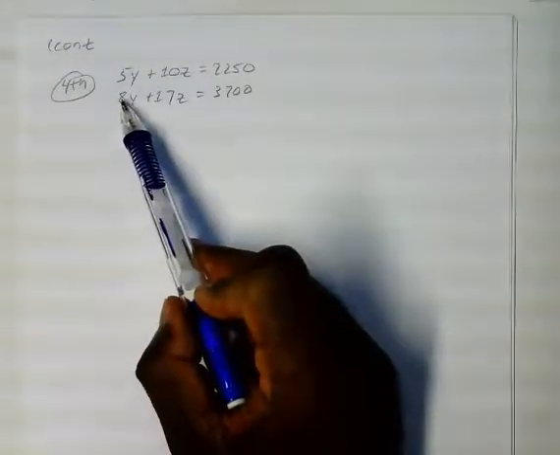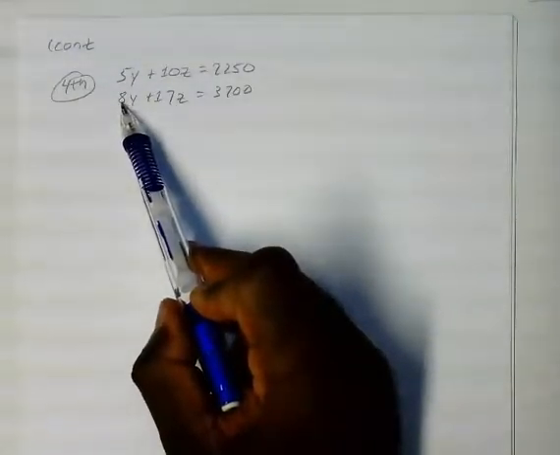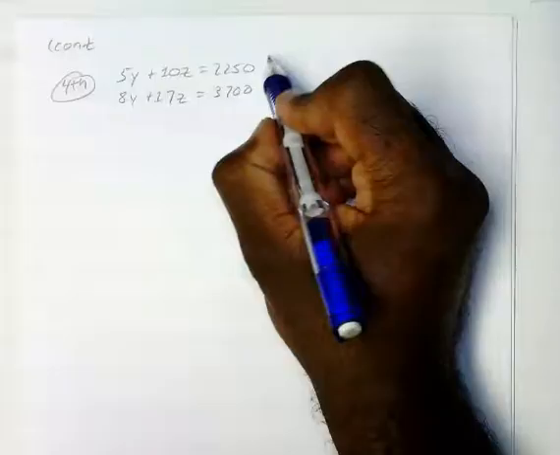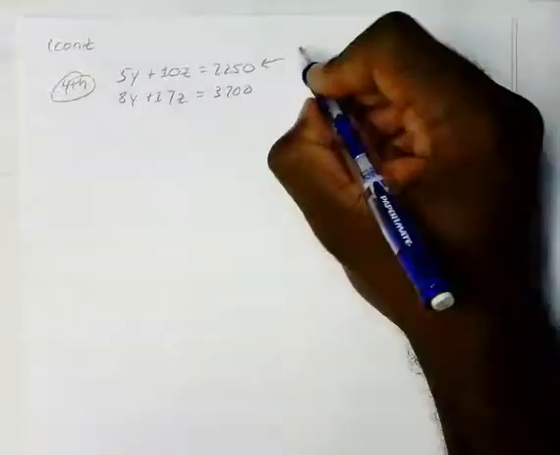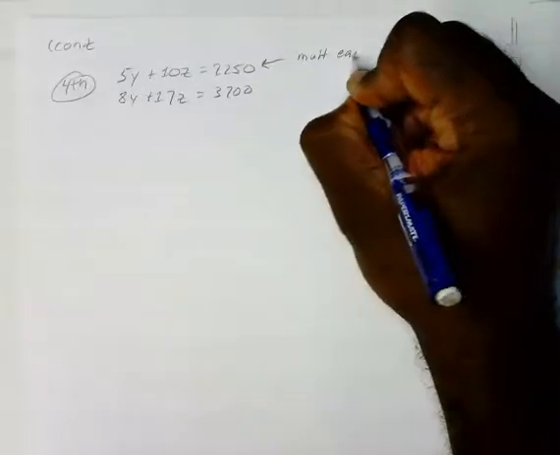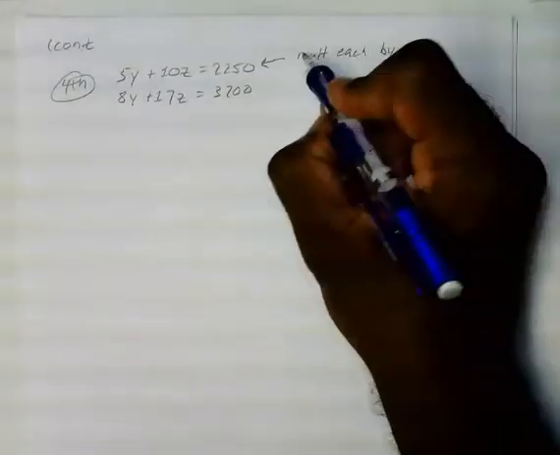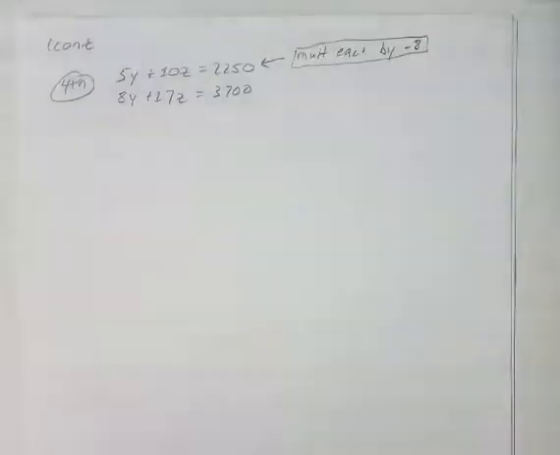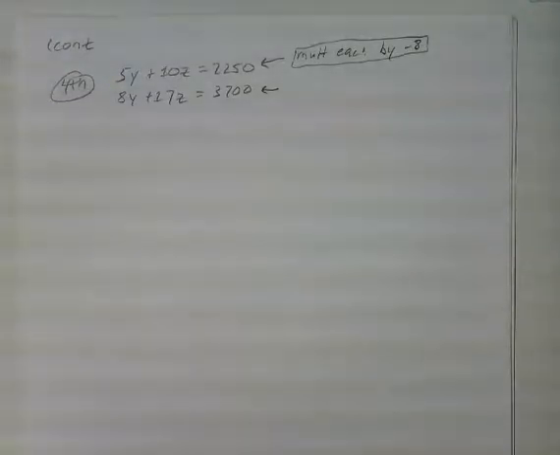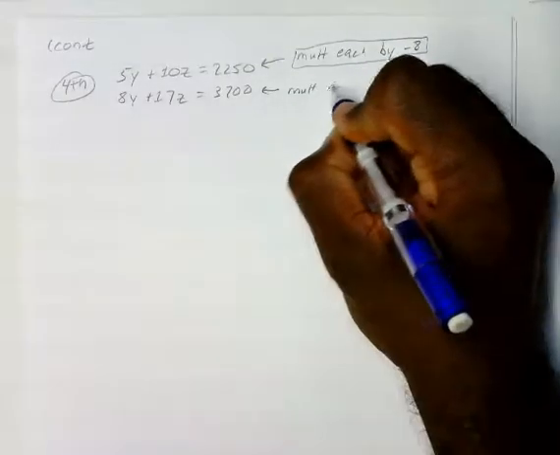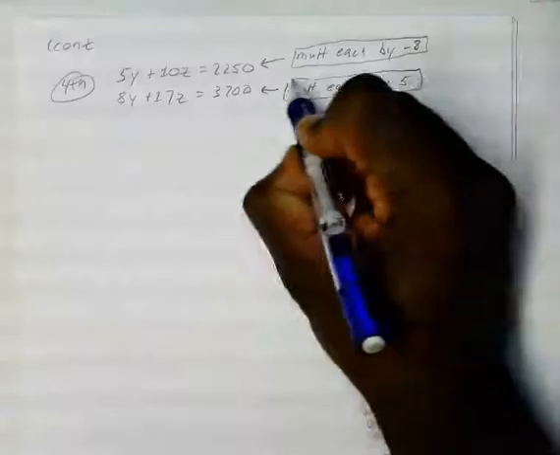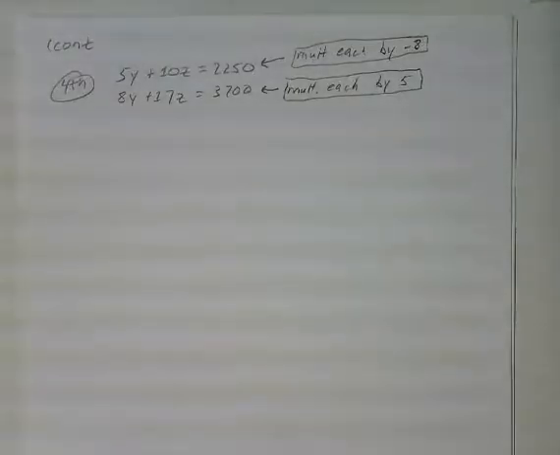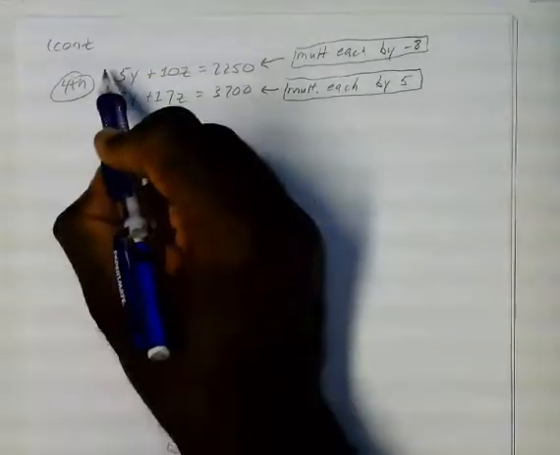Okay, so for this one, these two have to match. So you can't just multiply this by negative 5 and have it cancel out. So this is one of the examples where you'd have to multiply both numbers. So this one, you're going to multiply each term by -8. Okay, and this one, you're going to multiply each term by +5. Okay. Now you'll see why I did that.